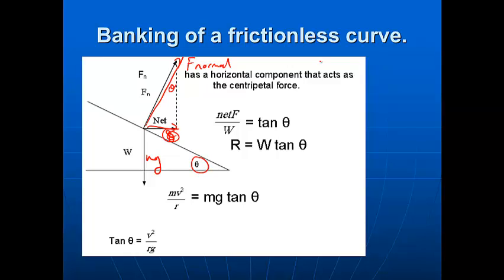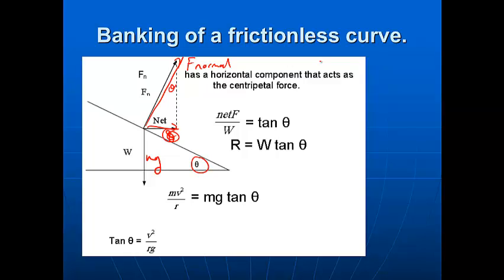Which means now you can use your sine and cos rules and work out these components. We use the tan rule here. We can say, okay, tan of that is the net force over this normal force here, which is our weight force. So net force over weight force, that's tan theta, which gives us a way of describing the horizontal components.